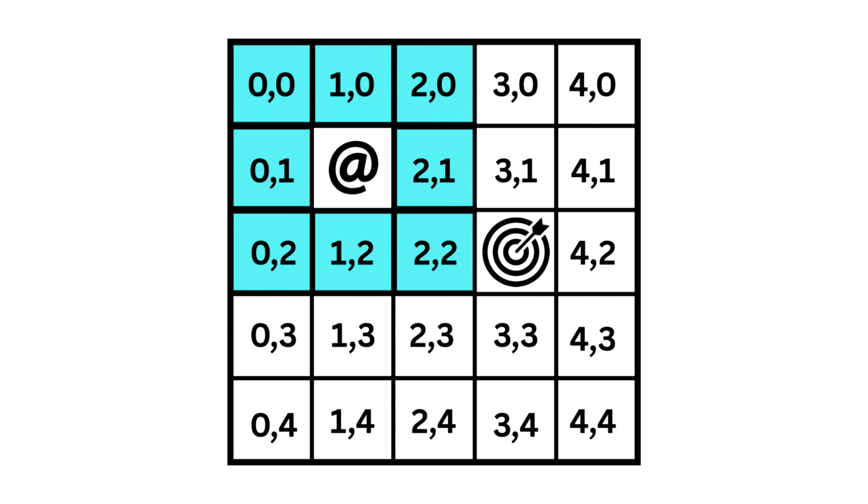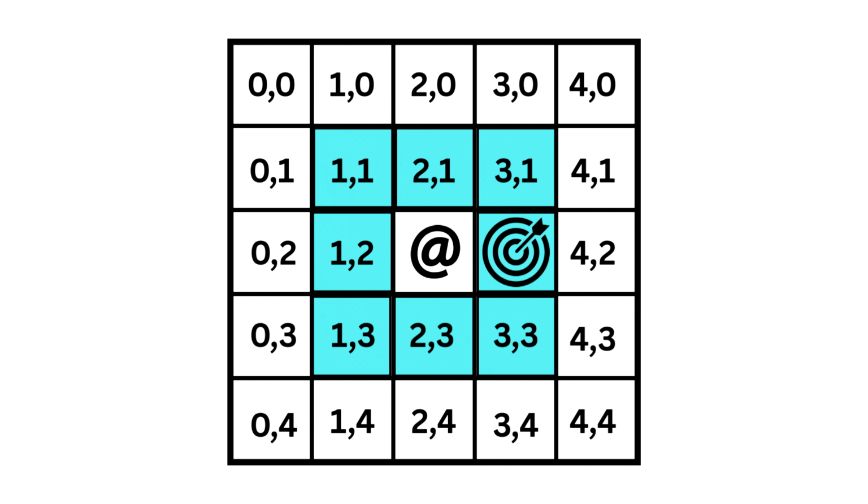Now you just repeat the process until the player reaches target 3, 2. And that's the hill climbing algorithm in a nutshell.